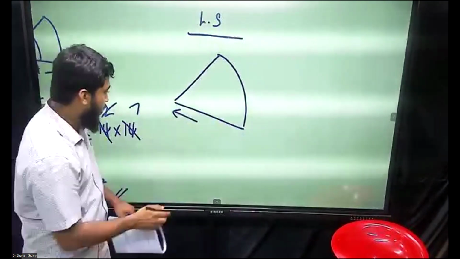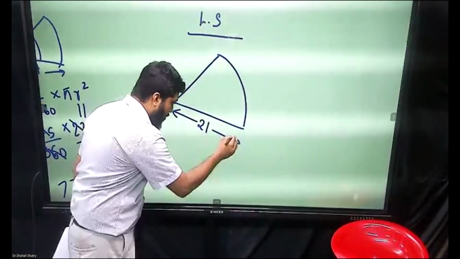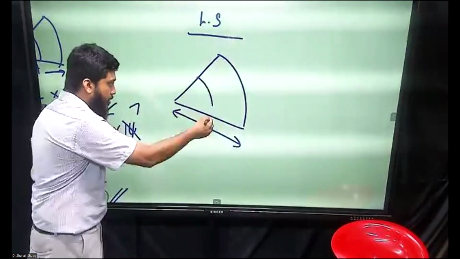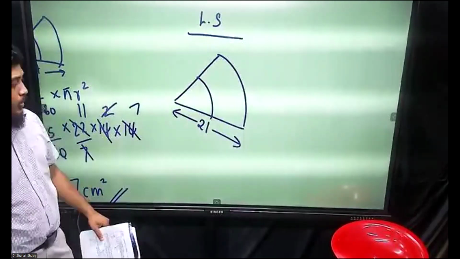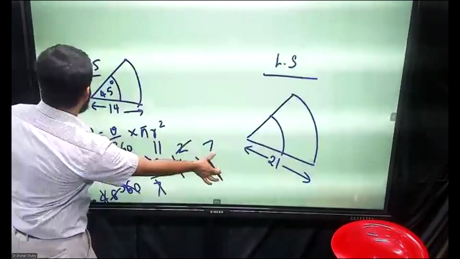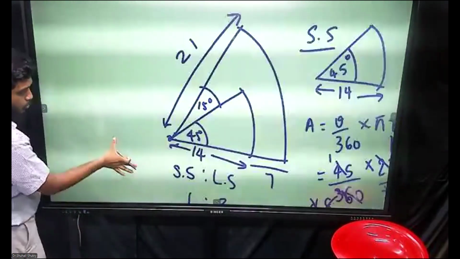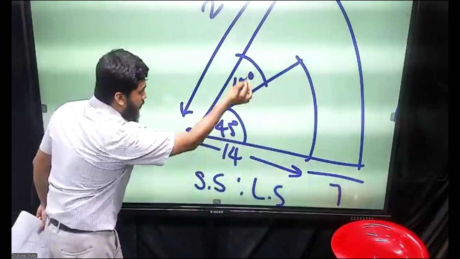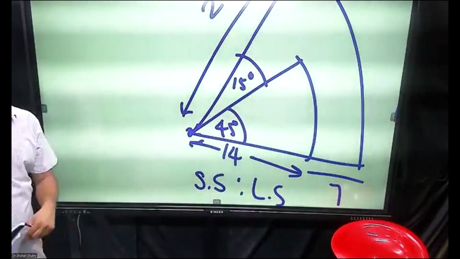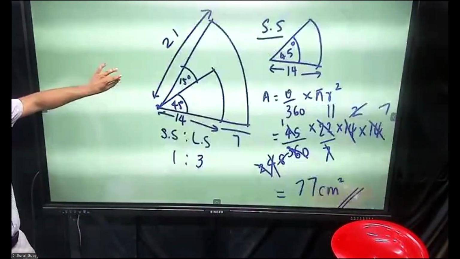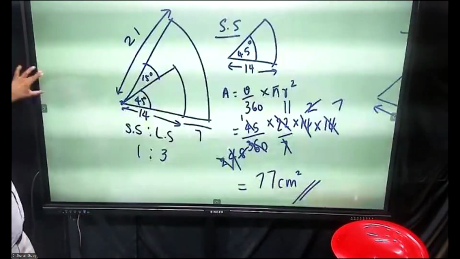That is 21. Radius is 21. Angle 60 degrees. Why 60? Look here, 45, here 15. All together 60. So, I will come to this side.